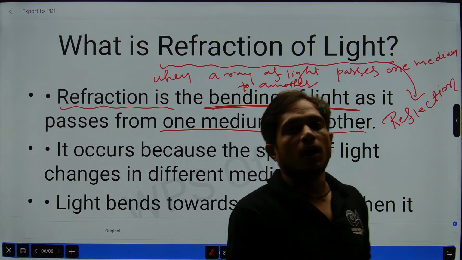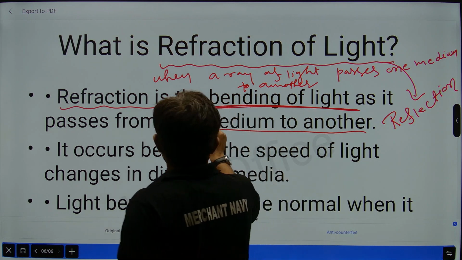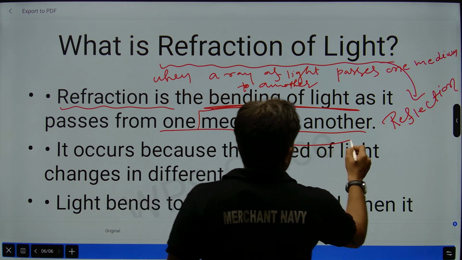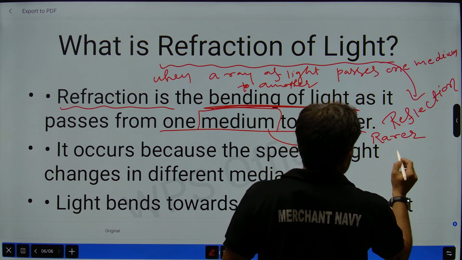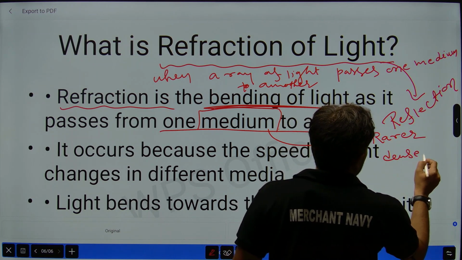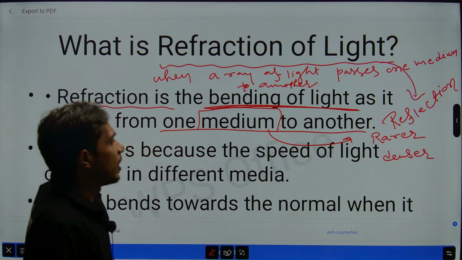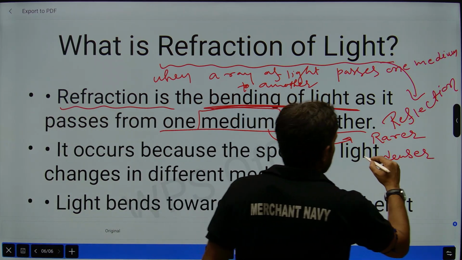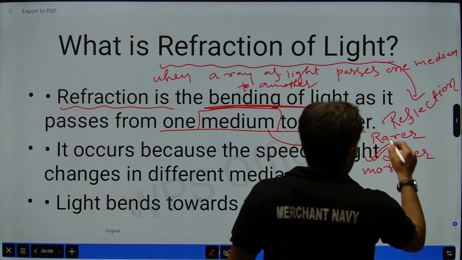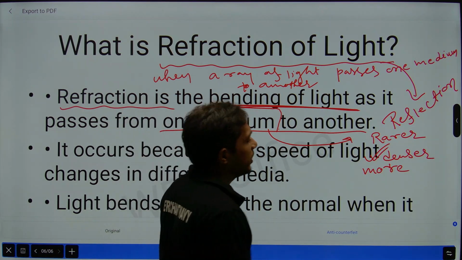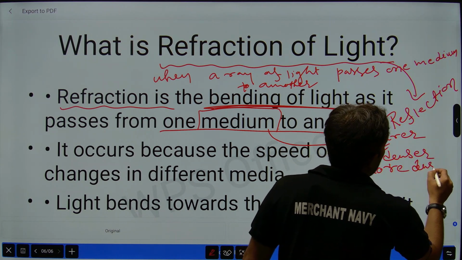Let us consider here there are two types of medium: first the rarer medium, and second the denser medium. As the name suggests, denser means the medium has more density than the other medium. So, a denser medium is one having more density.